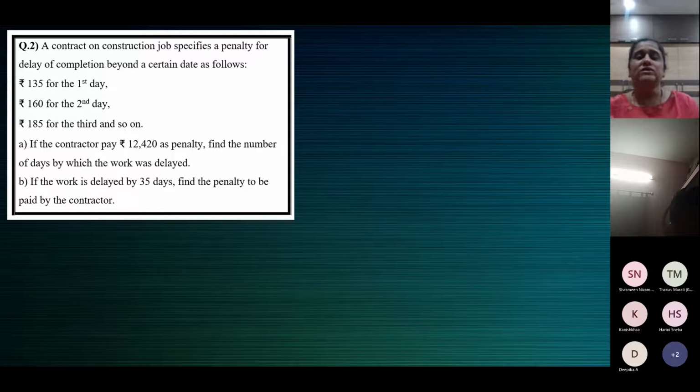So you're given a construction job. You're an engineer, you're given a construction job, and you promise to finish that construction by, say, the end of October. But you fail to finish it by the end of October. So then you have to pay penalty. It's a big contract, and you were supposed to finish it by the end of October 2022. But you're not able to finish. So the work is delayed. The agreement is if you delay, the contractor has to pay penalty to the person who has given the work to you.